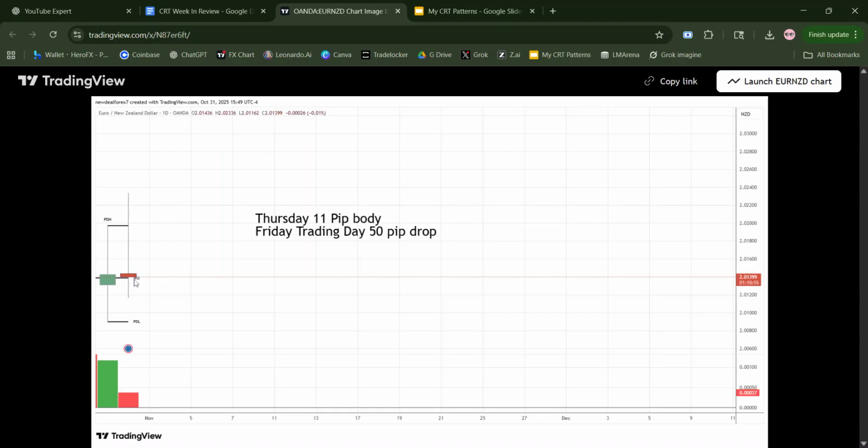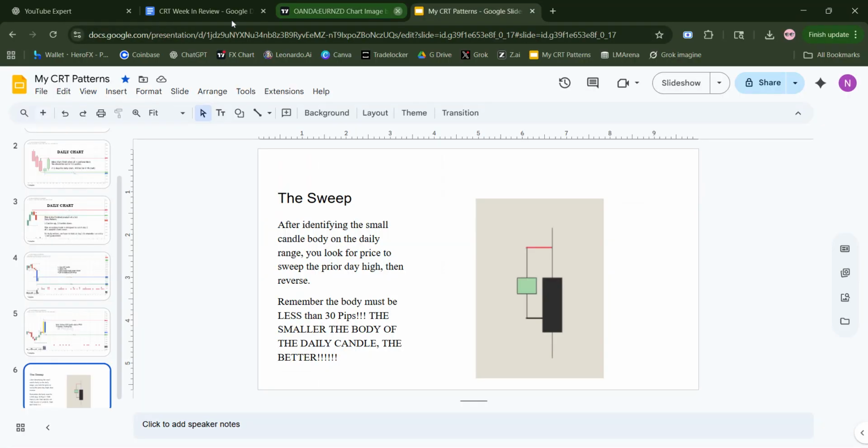So that was a 50 pip drop. The only thing with this one is that it didn't go to the other side of the range. It stalled out at the weekly open price. So take what you can get.